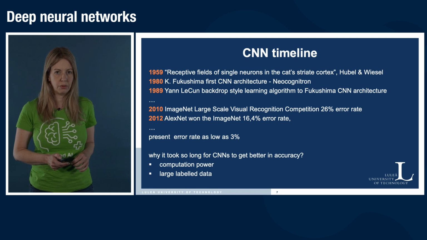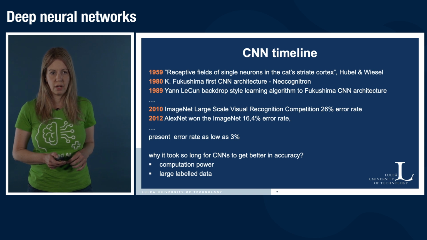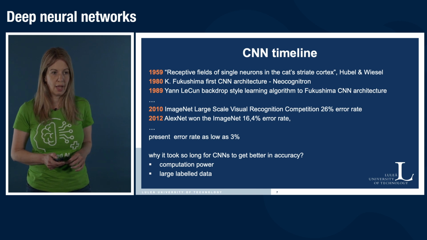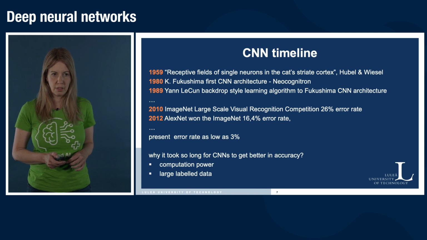And many years later, in 2010, the first large-scale visual recognition competition called ImageNet took place. And the first error rate that was reported was 26%. But only 2 years later, in 2012, AlexNet won the ImageNet recognition with a 16.4% error rate. Today, this error rate is as low as 3%. And why did it take so much time for CNNs to get better in accuracy? Because of the computational power and because of the lack of large labeled data.